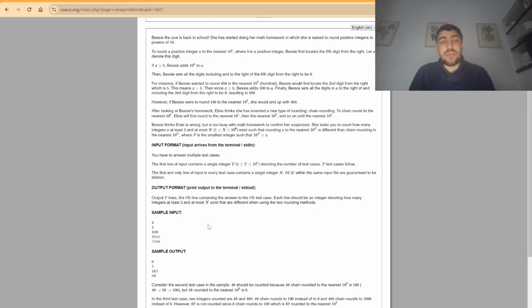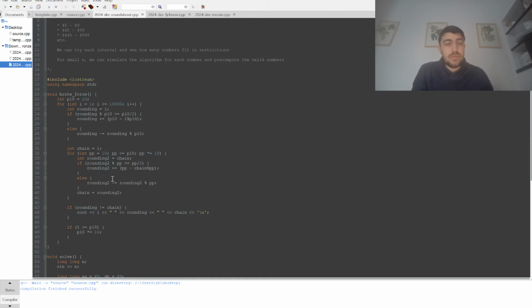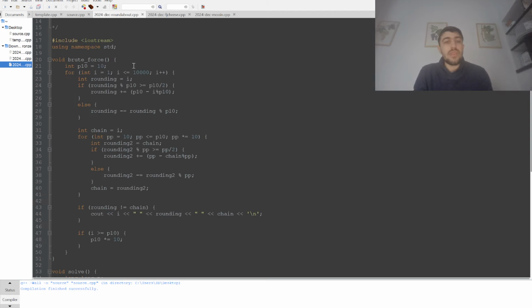And after the first run of the code, as you can see here in this brute force version, I tried to print the numbers for which the answers were different.